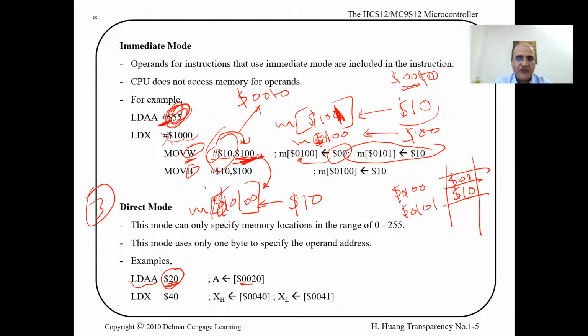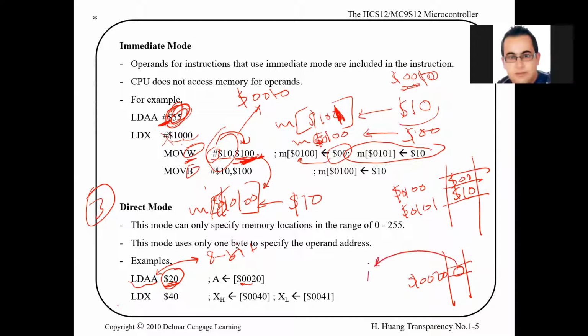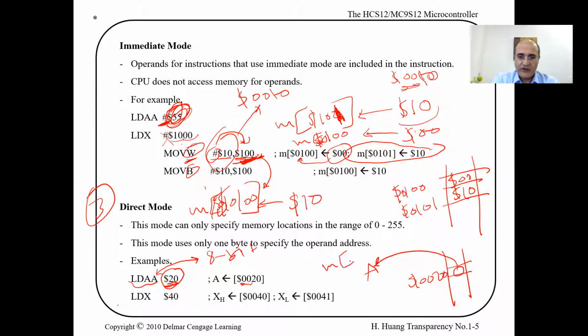This means load accumulator A with an operand. Now A takes 8 bits, because A is 8-bit. So I'm going to go to the memory location with address $0020, get that 1 byte and put it in A.